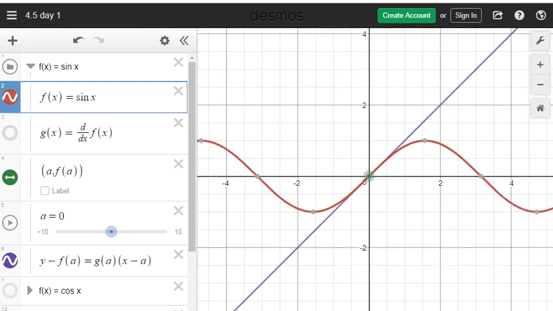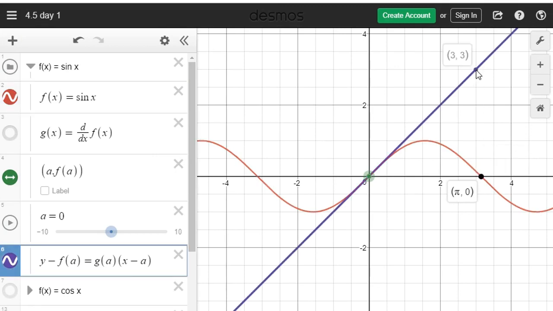So if I wanted to find the sine of 3, obviously sine of pi is 0, but if I wanted to find the sine of 3, that's about 0.141. My linearization is 3. That's a terrible approximation. If I wanted to find the sine of 3 and I didn't have a calculator and I wanted something that was a good approximation, what I should do is make my linearization somewhere near 3.